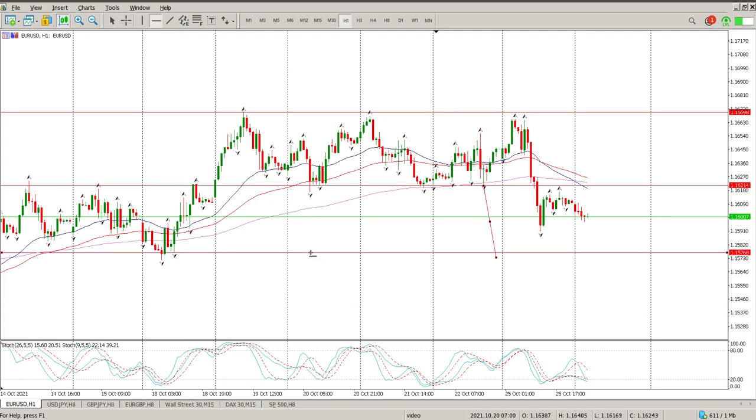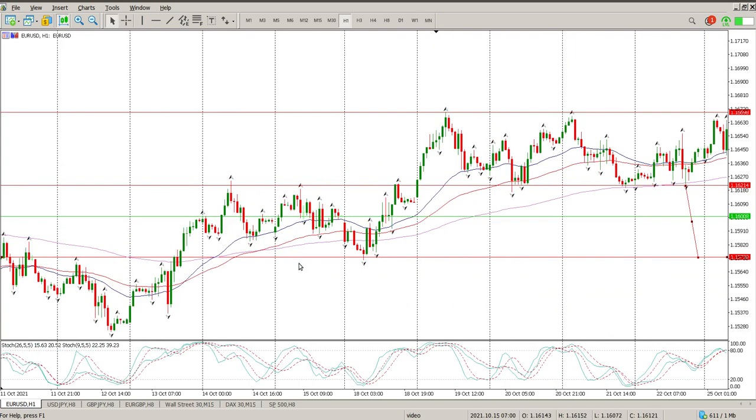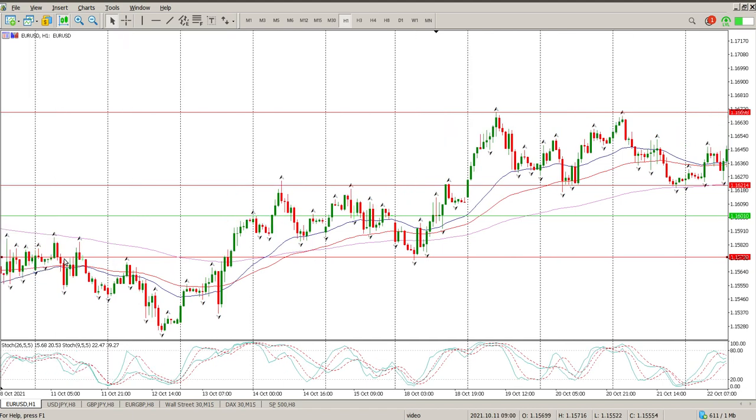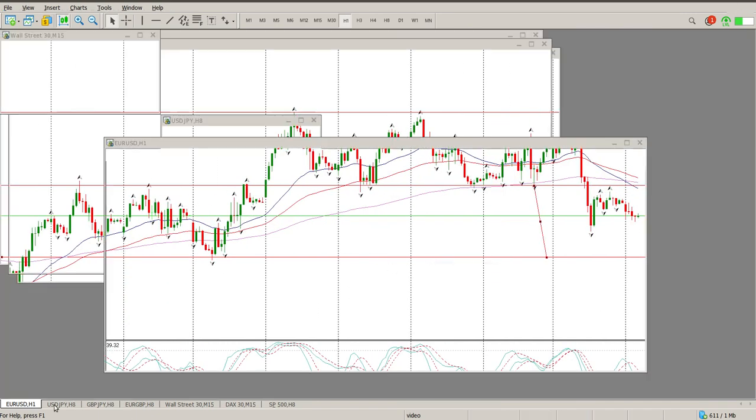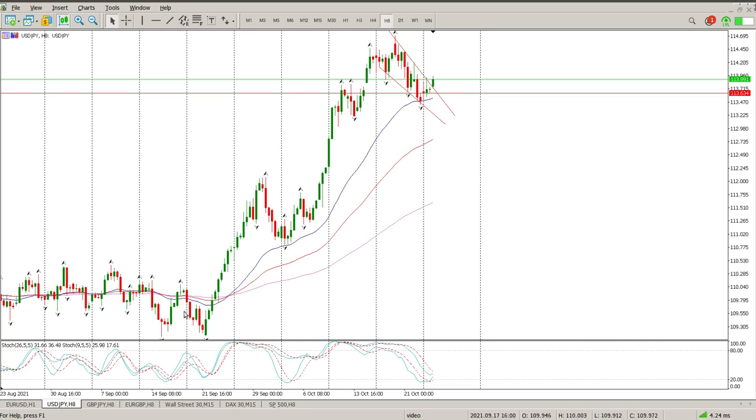So the first area to take profit is going to be this previous swing low, and you can see there's a bit of structure here to the left as well. That level is 115.738.